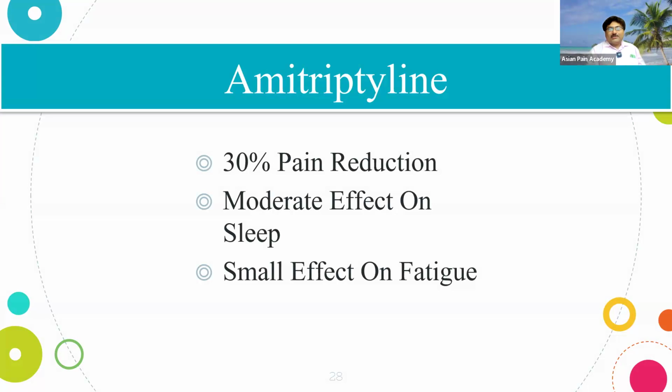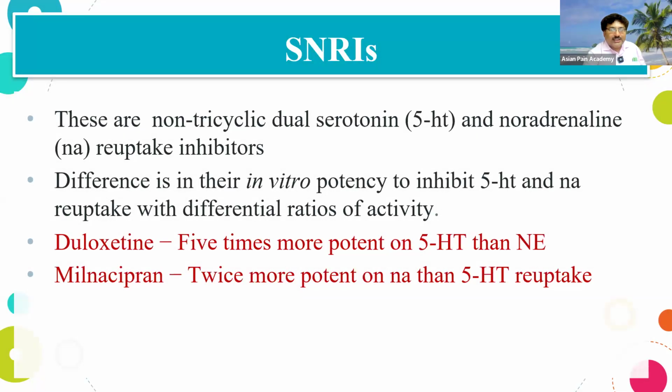Then coming to amitriptyline, an age-old medication, not approved by the FDA for fibromyalgia, but it has been found to have a good effect in fibromyalgia patients. There is a 30% pain reduction, a moderate effect on sleep, and a small effect on fatigue. In aged patients, amitriptyline can sometimes cause problems like sinus tachycardia, in cardiac patients it might cause problems, and in some patients with BPH it can cause problems with passing urine.